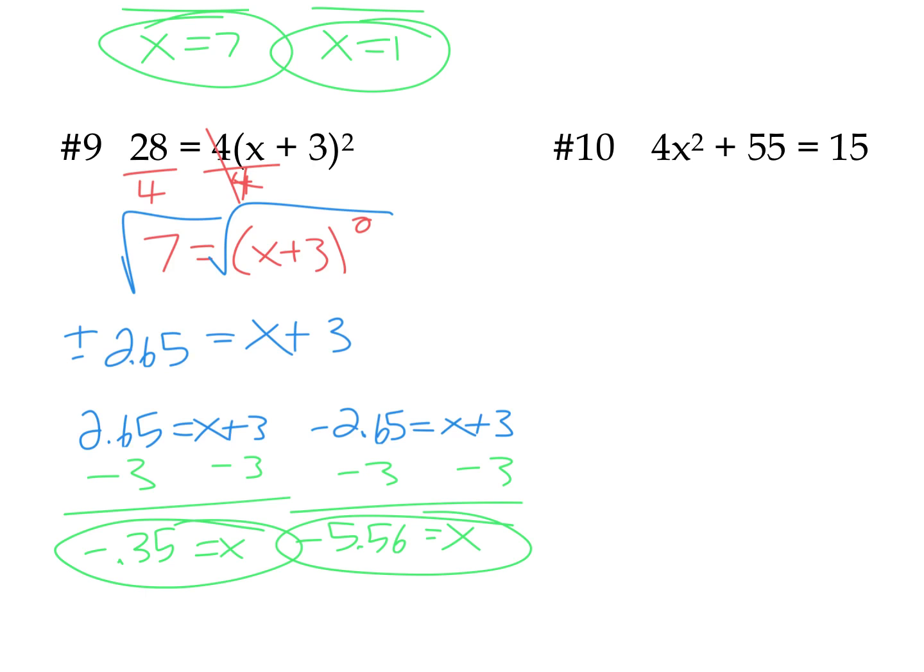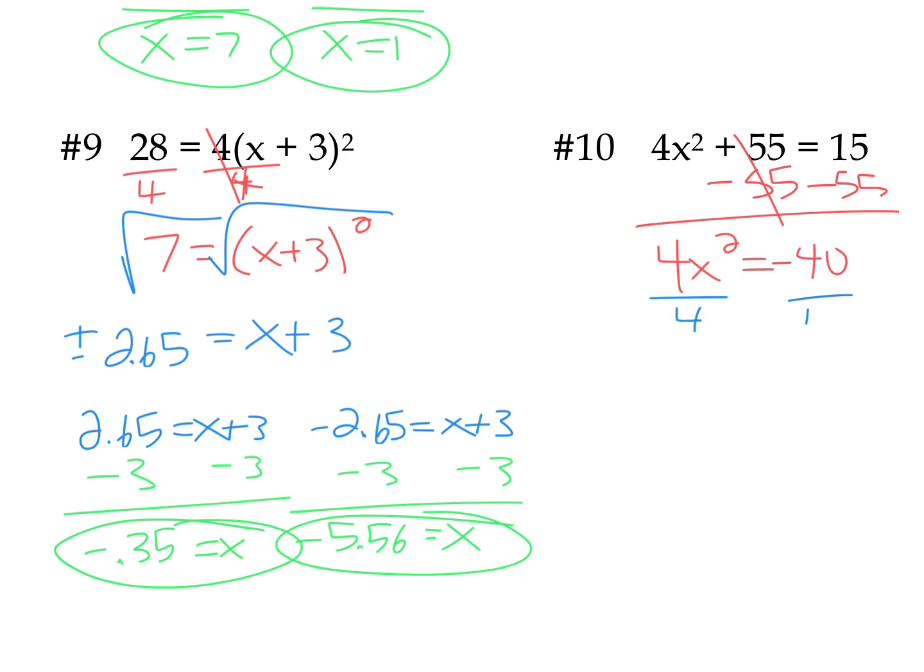All right, in number 10, we're going to start by subtracting the 55 on both sides. All right, so we're going to subtract 55 because we're trying to get that x squared by itself so we can square root it. 4x squared equals negative 40. And now when I divide by 4 on both sides, I'm going to have x squared equals negative 10. When you try to square root that, you're not going to be able to because you're square rooting a negative. Can't square root a negative, there's no solution.